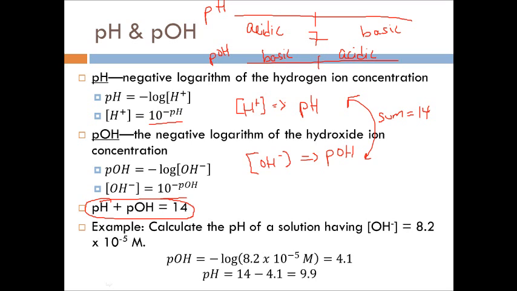So let's look at an example. Calculate the pH of a solution having a hydroxide concentration of 8.2 times 10 to the negative fifth. Because this is a hydroxide concentration, we find the pOH first. We do that by taking the negative log of that concentration, and you get 4.1. To find the pH, we use the relationship pH plus pOH equals 14. We subtract 4.1, and you get 9.9. So that's our pH in this situation.